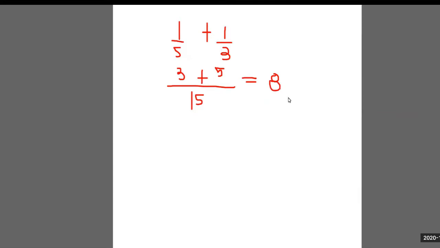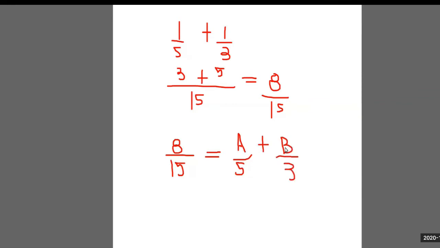Now, what if I had given you 8 over 15 and asked you to separate it as the sum of two partial fractions? To do that, you would have to say, well, I know that it would be some number a over 5 plus some number b over 3. And then we'd have to work out that a is 1 and b is 1.